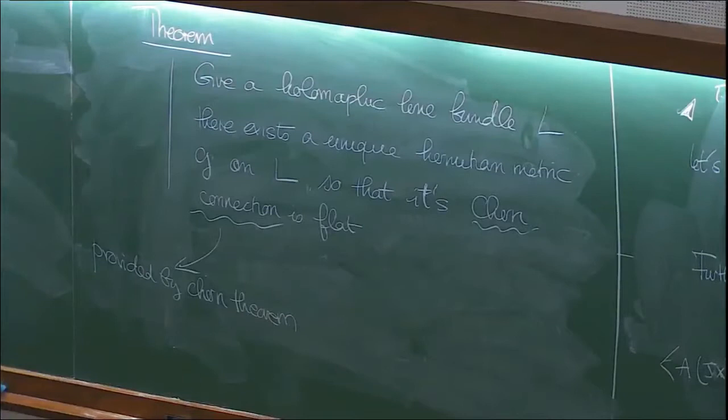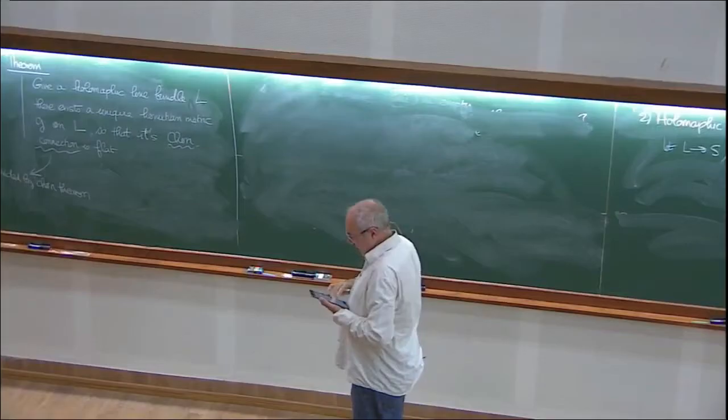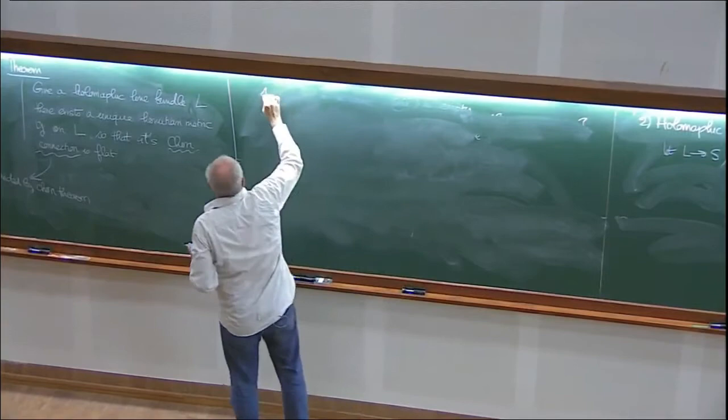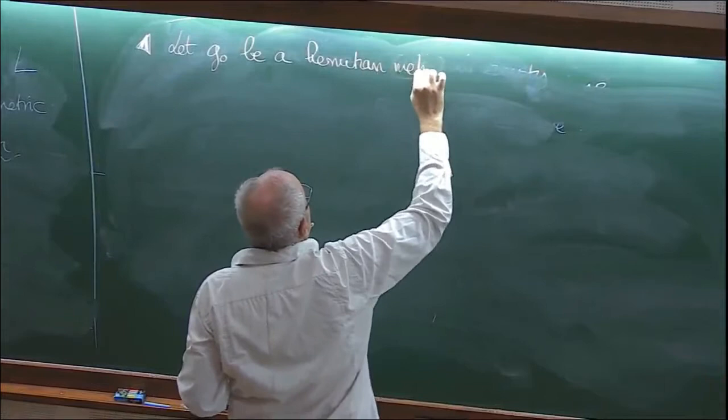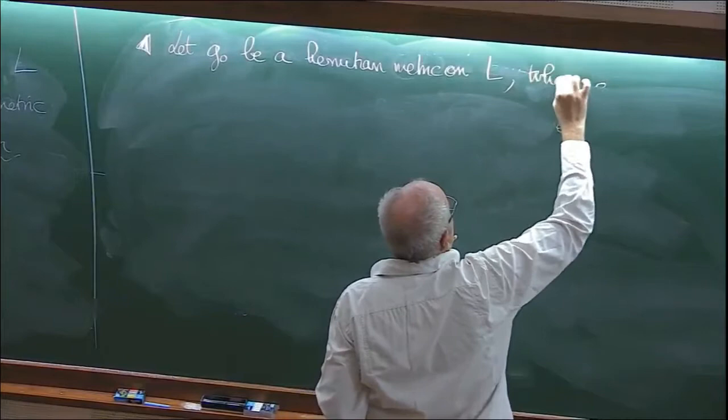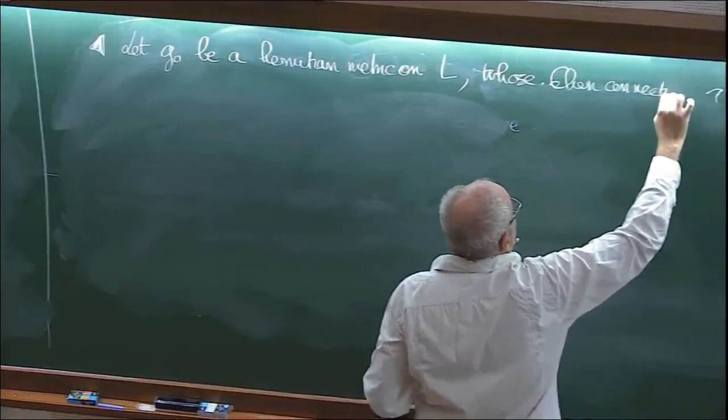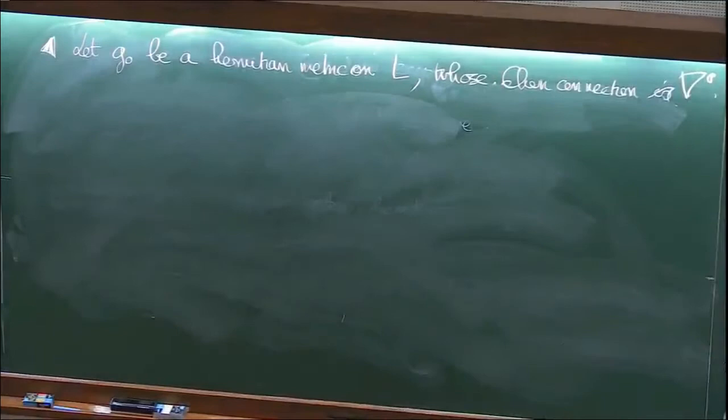Okay. So I'm going to give a proof for that, which is not exactly the one that generalizes, because the one that generalizes would be very complicated to explain. Right. So you start as usual. Let G0 be a Hermitian metric on L, whose Chern connection is nabla zero. Okay, so you start with a Hermitian metric, and you want to find a Hermitian metric for which this connection is flat, right?